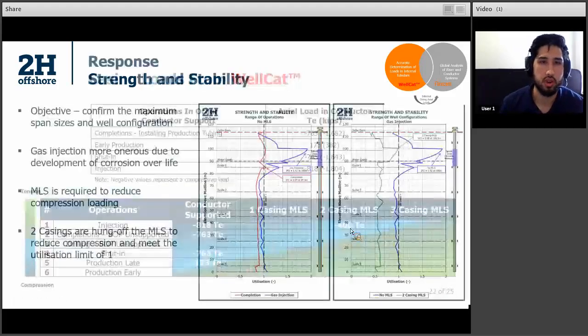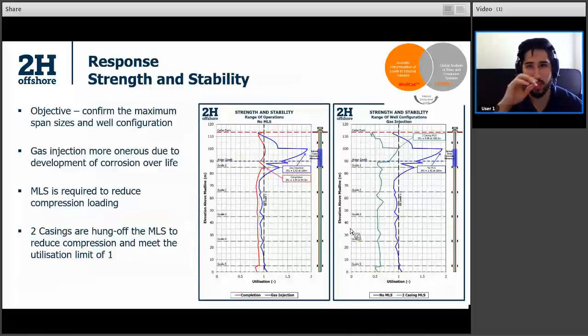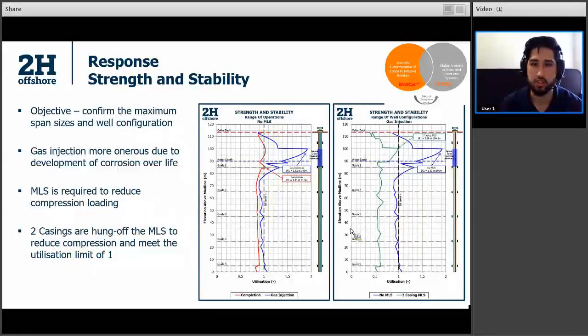So response-wise, we're looking at strength and stability here. We're trying to confirm the maximum span sizes and the well configuration here. We've got two graphs on the left here. Just going to focus on this one in the middle first.